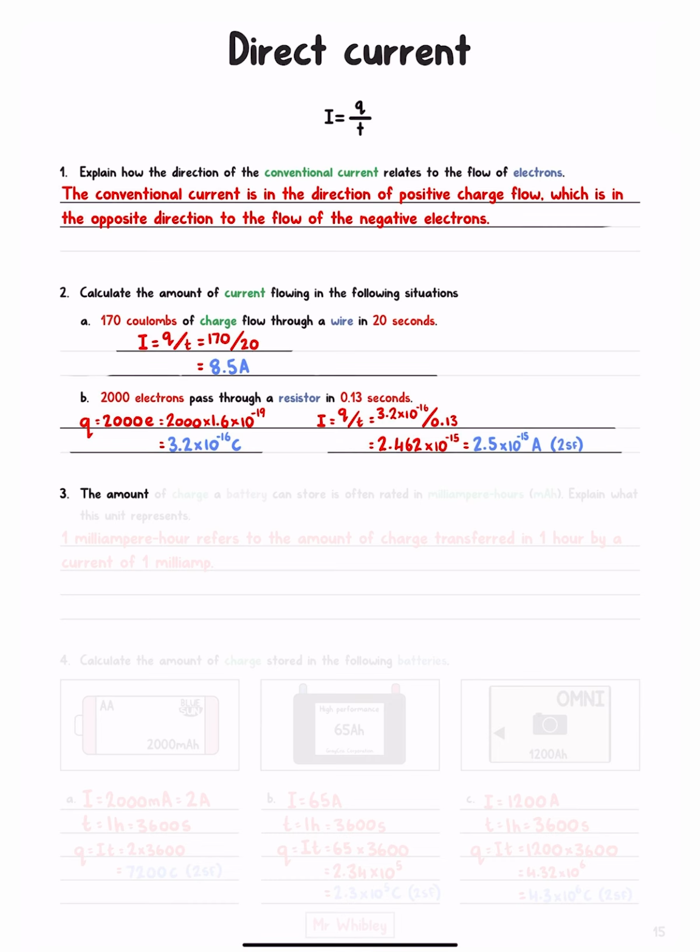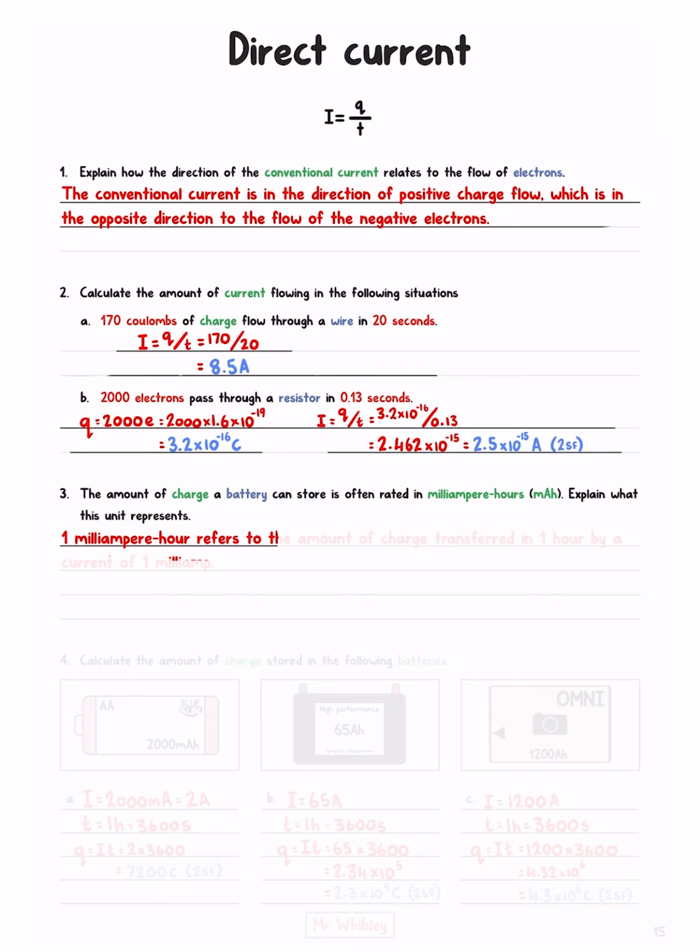Question 3. The amount of charge a battery can store is often rated in milliamp hours, or mAh. Explain what this unit represents. 1 milliamp hour refers to the amount of charge transferred in 1 hour by a current of 1 milliamp. So if we take our current equation, which is I is equal to Q over T, rearranging that for charge by multiplying both sides by T, if our current is 1 milliamp and our time is 1 hour, then as said in the above sentence, we get the amount of charge transferred by a milliamp of current in 1 hour.